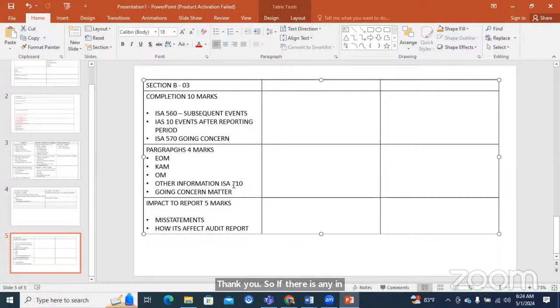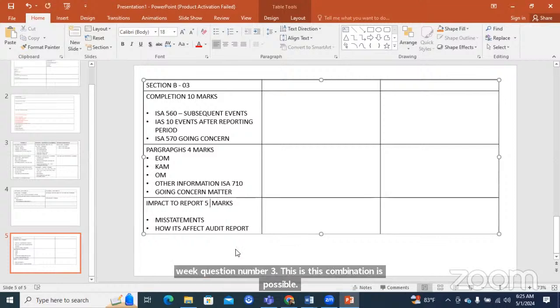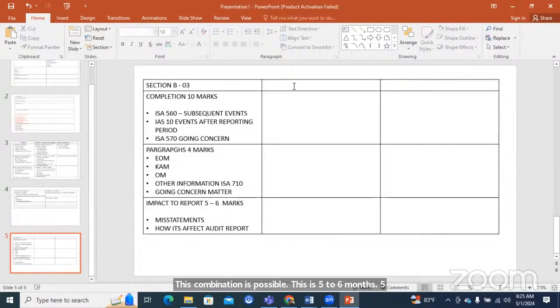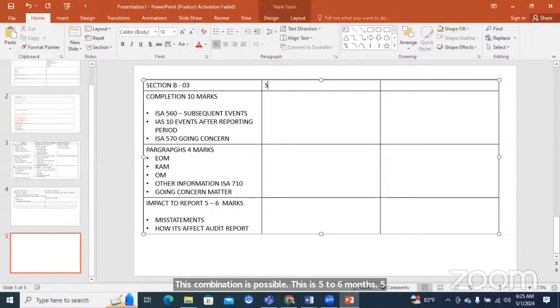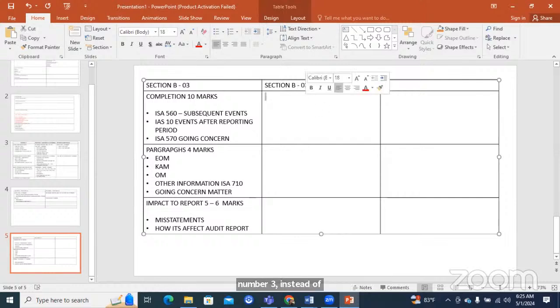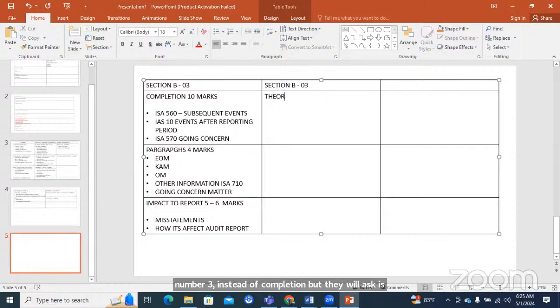So that is section B, question number 3. This combination is possible. This is 5 to 6 marks. Another possibility is again section B, question number 3. Instead of completion, what they will ask is that any theory areas can be tested.